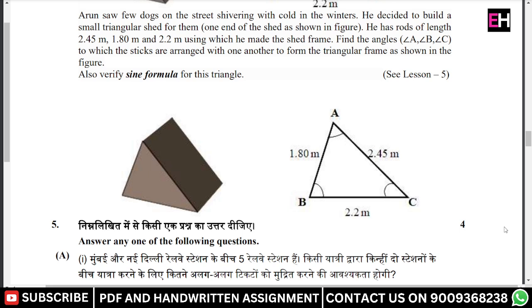So now, question number 4B is: Arun saw a few dogs on the street shivering with cold in the winters. He decided to build a small triangular shed for them. He has rods of length using which he made the shed frame. Find the angles to which the sticks are arranged with one another to form the triangular frame as shown in the figure. Also verify sine formula for the triangle.